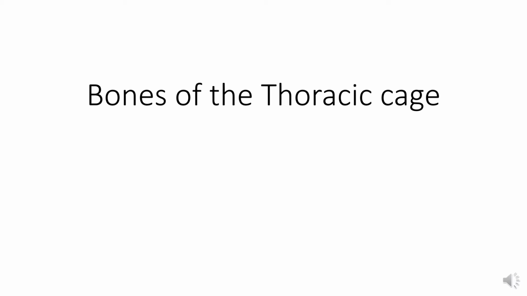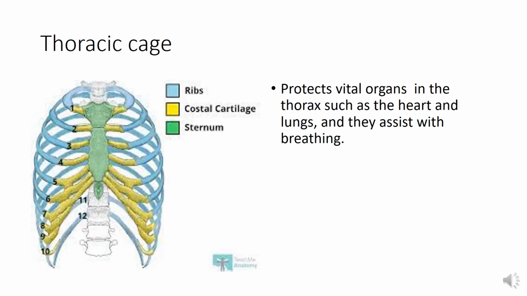Students, today we will discuss the bones of the thoracic cage. The thoracic cage or thorax is formed by the sternum anteriorly. You can see this is the sternum bone and it lies anteriorly. 12 pairs of ribs forming the lateral bony cages.